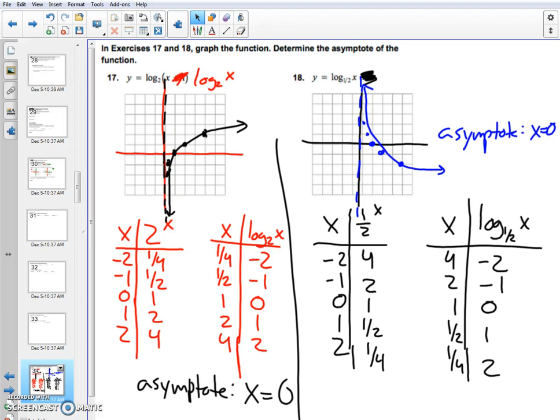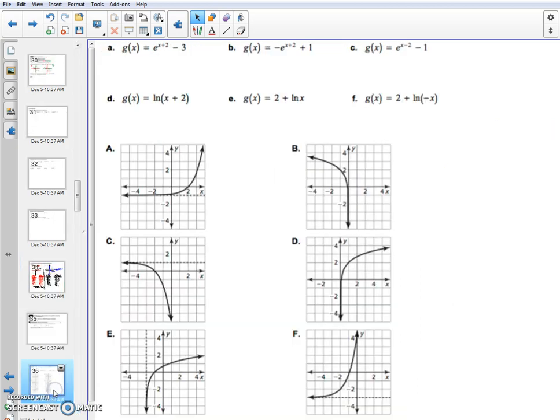All right, so now that we kind of have an idea of what these log graphs look like, we can get into some of the transformations here. So the next thing we're going to do is go to page 169 in your books, and I'm looking specifically at this part. What we've got here are 6 different functions and 6 different graphs. I want you to pause the video here and see if you can match up which function goes with which graph. So go ahead and pause, try that, and come back and see how you did.